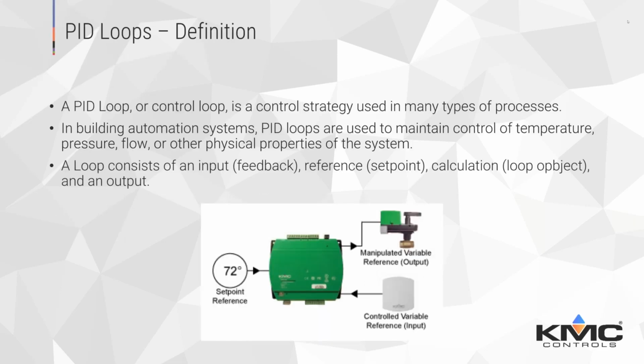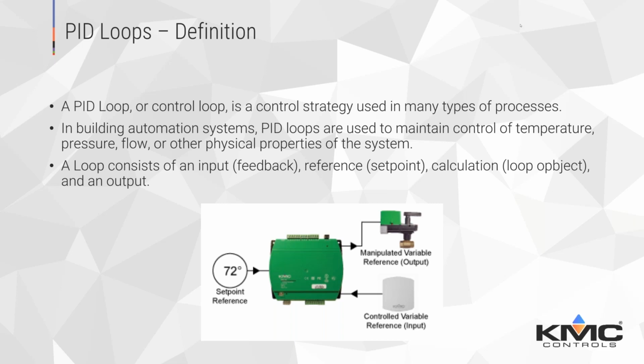So first, just a quick idea what some of the definitions and vocabulary related to loops are. A PID loop is also called a control loop. It's really a strategy or a calculation that's used in many types of processes. In a building automation system, the loops are designed to maintain any type of medium in that building: temperature, pressure, flow, or other physical properties that that controller is trying to manipulate and adjust to maintain comfort and efficiency.